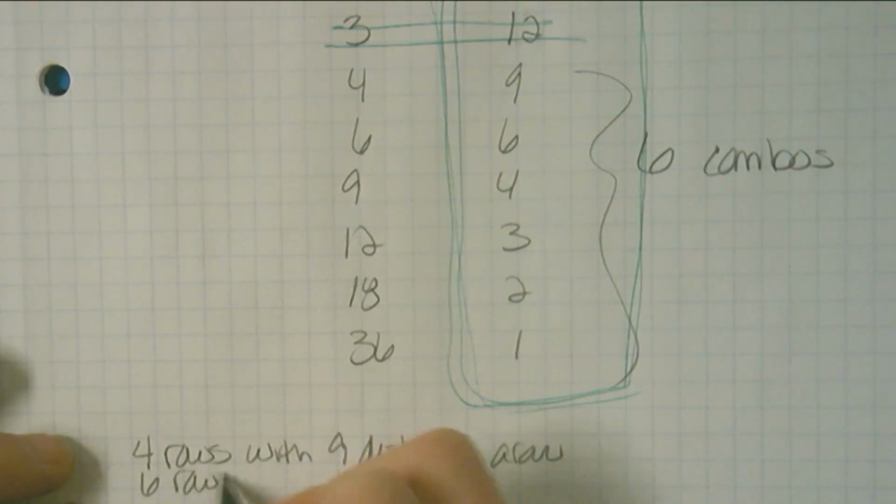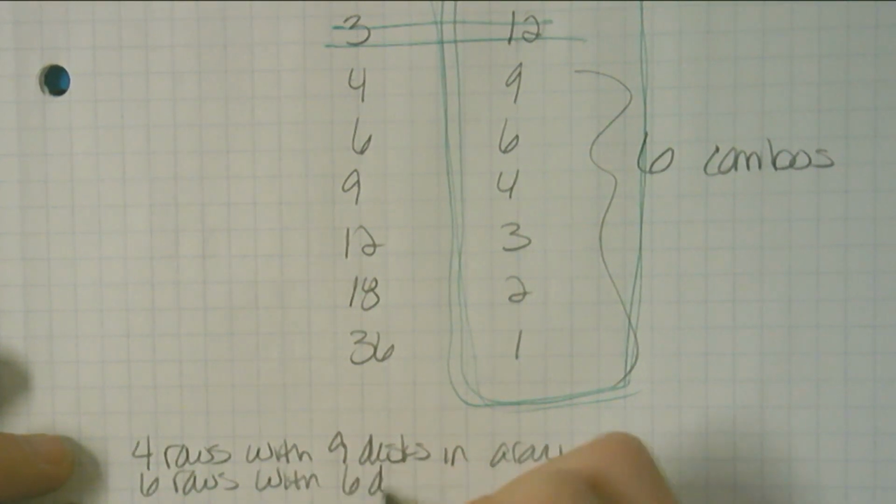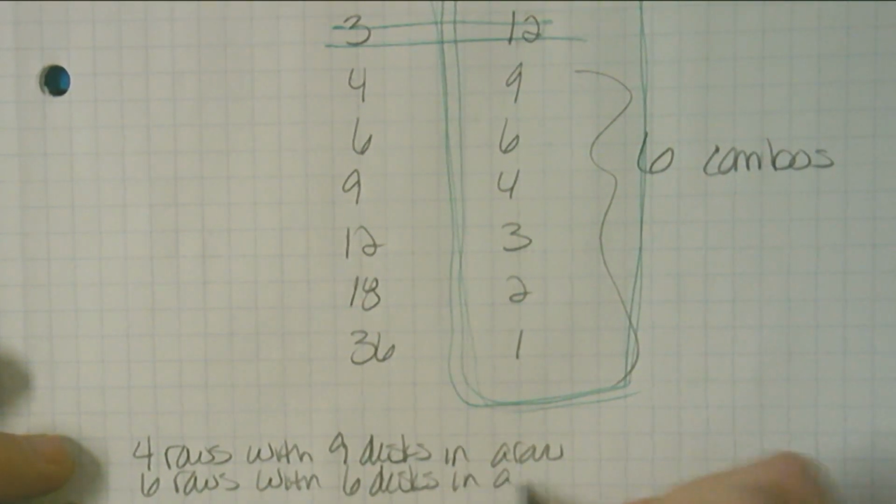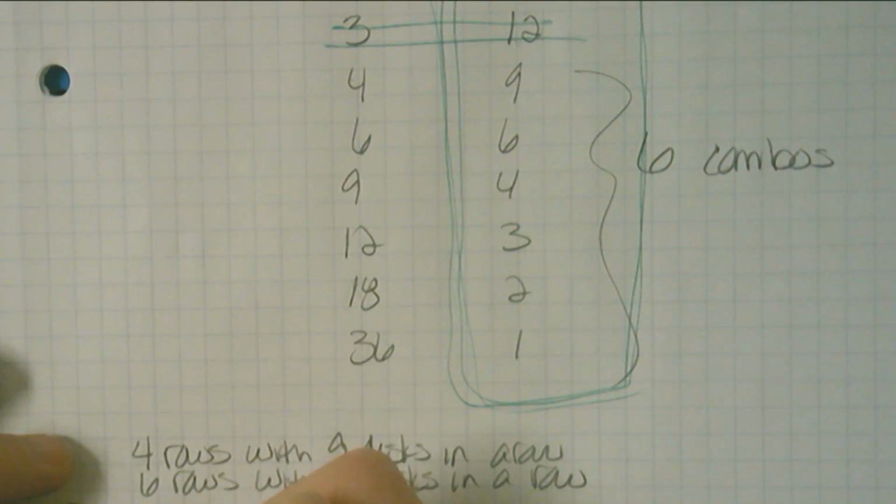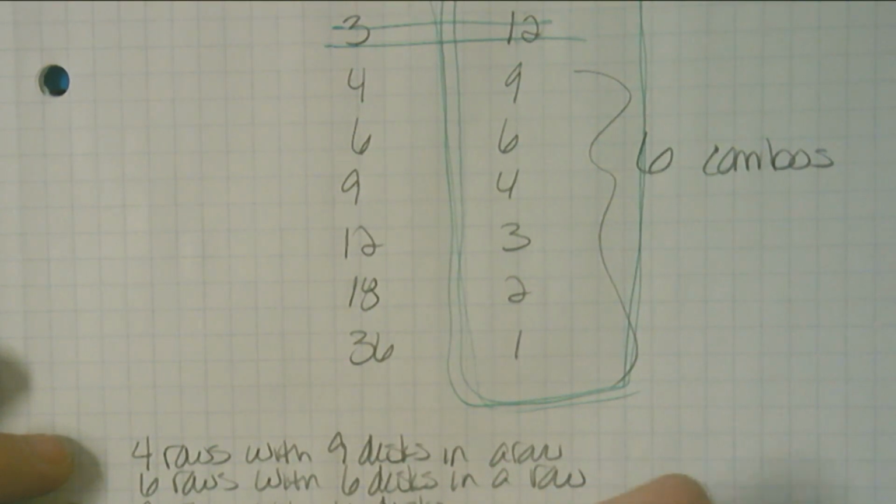Six rows with 6 desks in a row. Keep going. 9 rows with 4 desks. Keep going.